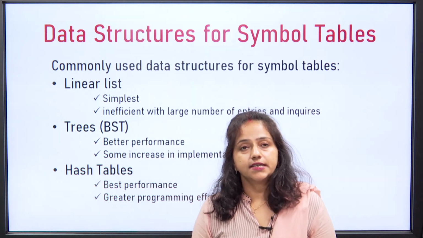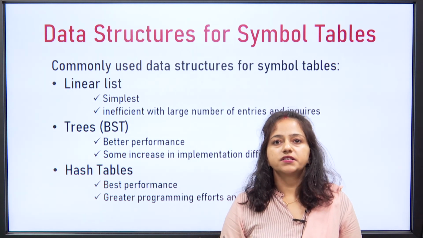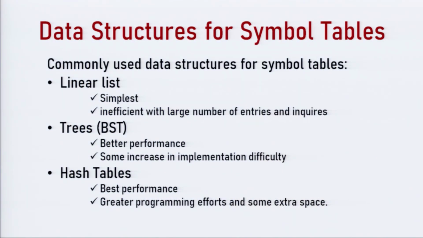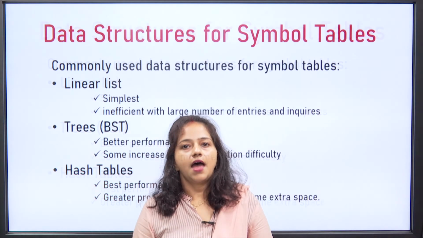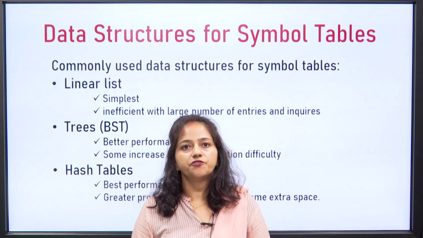Now, we will discuss the data structures for symbol table. So, commonly used data structures for symbol table are linear list, trees, basically BST, that is binary search tree, and hash tables. So, first is linear list. Linear list, as we know in data structures, in the linear list a symbol table is maintained by linear collection of elements and this linear order is maintained by means of pointers.